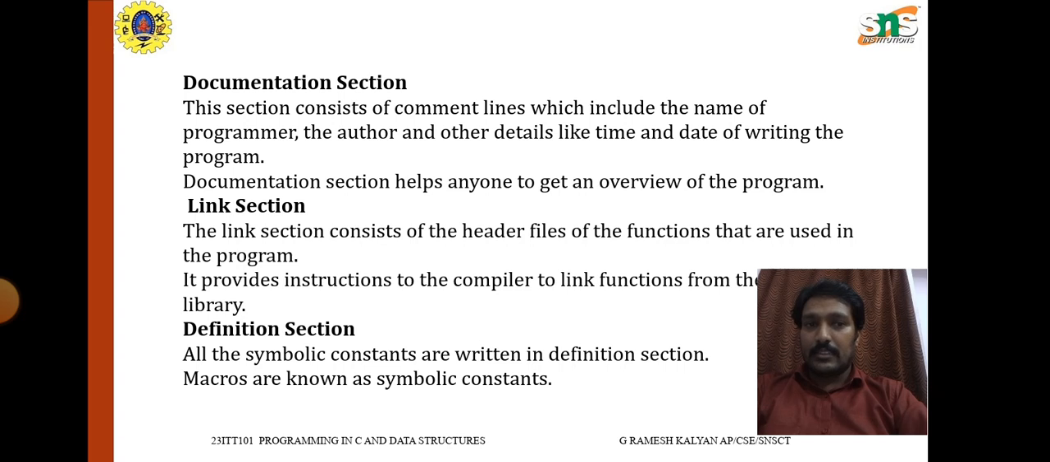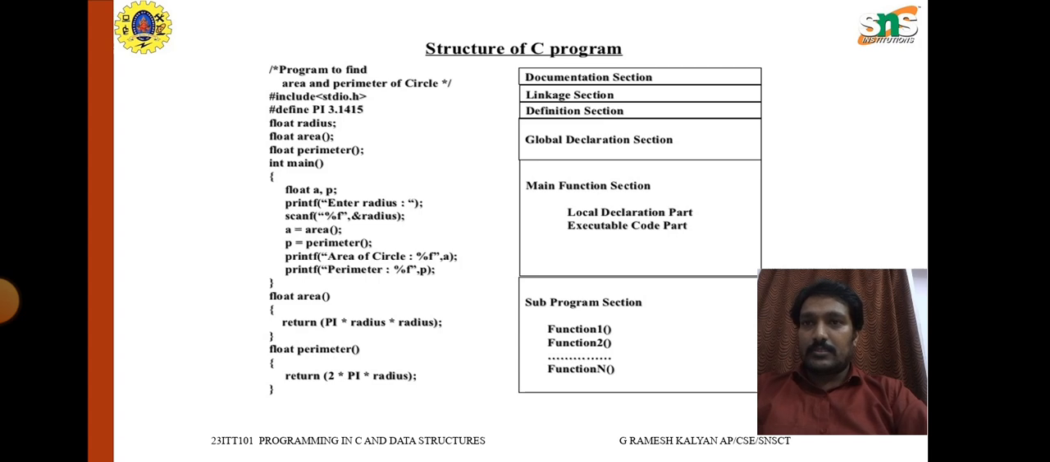Now we'll see the example. This is an example program that is used to find the area and the perimeter of the circle. As we could see, the documentation section consists of the comment lines, that start with slash and star and end with star and slash. In between we could have the details about the particular program. And the next one is the linkage section that has the header files and the functions.